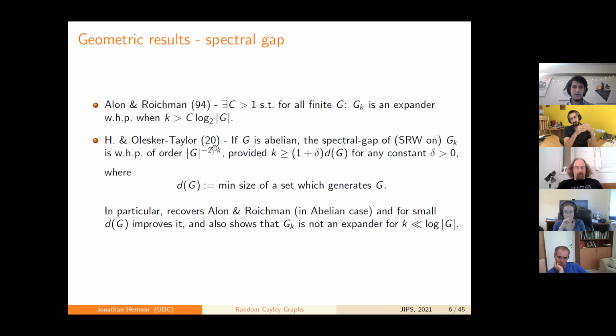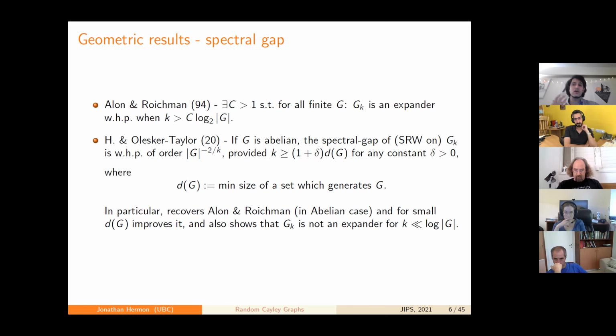In the abelian case, we extend this result to smaller values of K, smaller than logarithmic. We show that generally, if K is a bit larger than the minimal size of a set of generators, d(G), which you can think of as the dimension of the abelian group, the minimal size of a set that generates the group, and delta is an arbitrary constant, then we determine the order of the spectral gap. It's 1 over the size of the group to the power 2 over K.